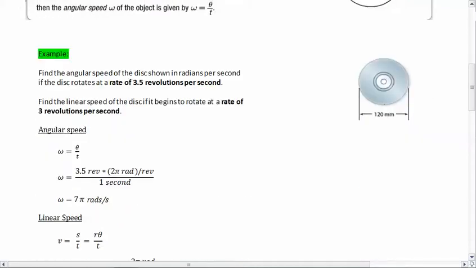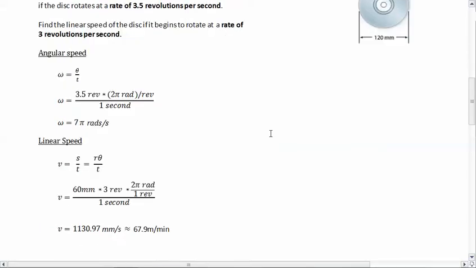So let's do an example. Find the angular speed of the disk shown in radians per second if the disk rotates at a rate of 3.5 revolutions per second. So the first thing to note is revolutions are not the same as radians. We're saying we went around 3.5 whole times. So we know we're going to have to convert that. We haven't dealt with anything with revolutions yet, but we know how to convert that. So the question says, find the linear speed of the disk if it begins to rotate at a rate of 3 revolutions per second. So the angular speed that we're finding is omega equals theta over t.